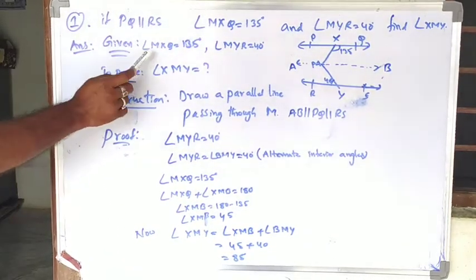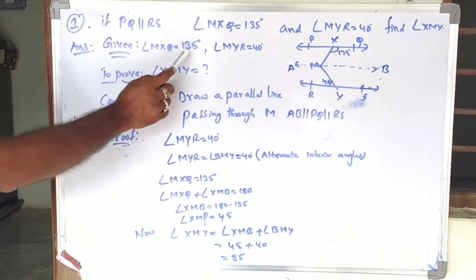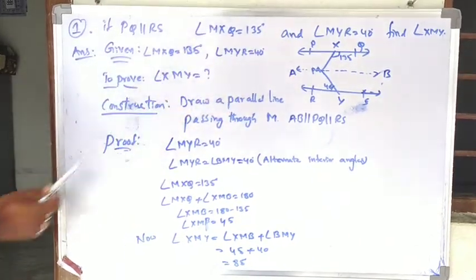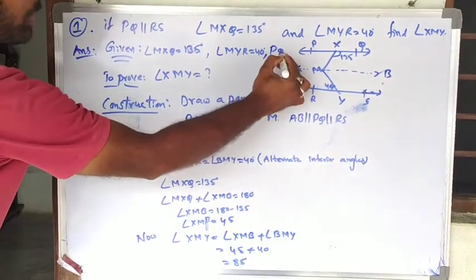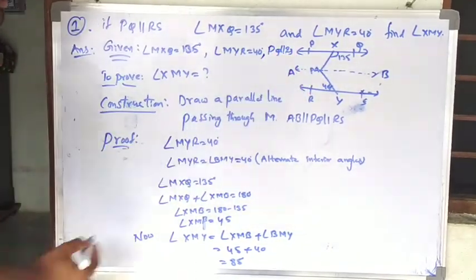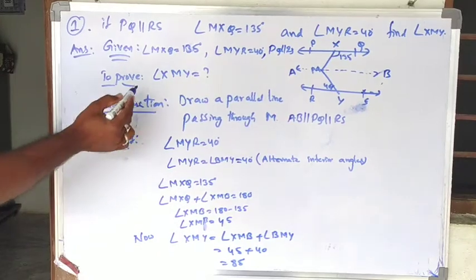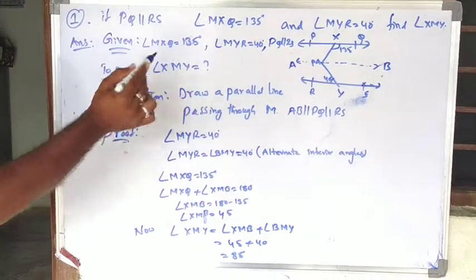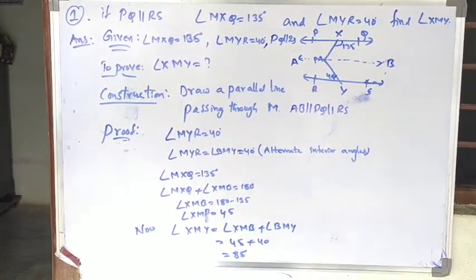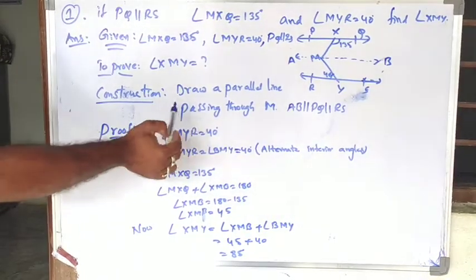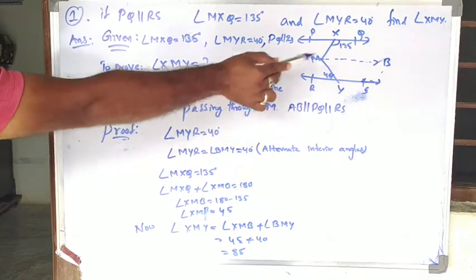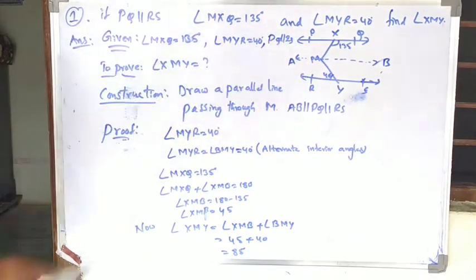So what is given in the question? Angle MXQ equals 135 degrees and angle MYR equals 40 degrees. We can also mention in the given that PQ is parallel to RS. What we need to prove here is angle XMY equals how many degrees. In this question, the extra point is the construction. We are going to draw a parallel line passing through M, which is AB, parallel to PQ as well as RS.